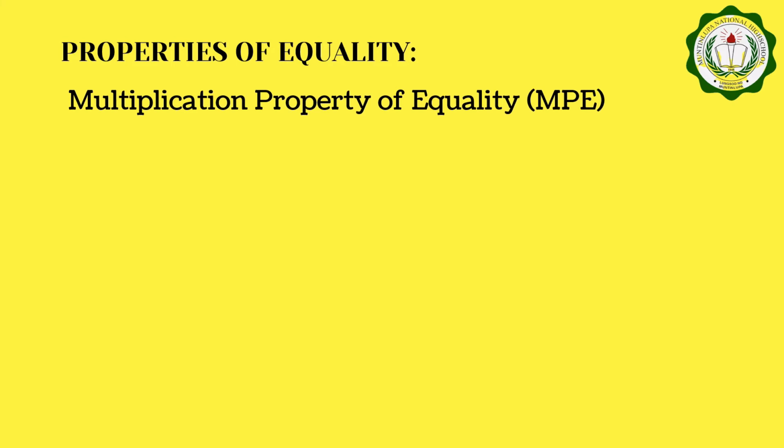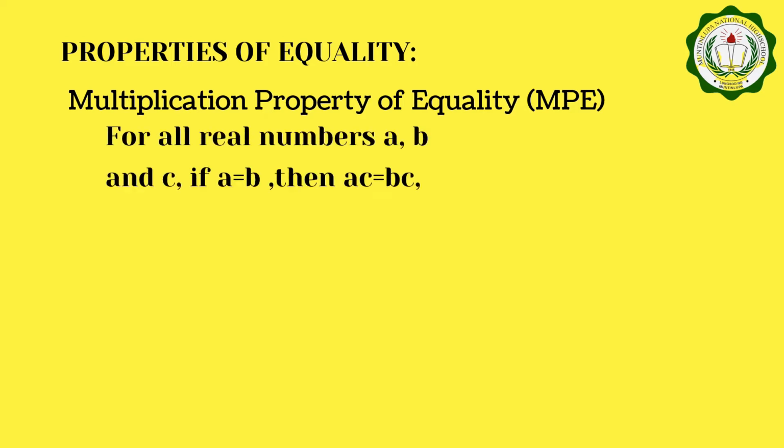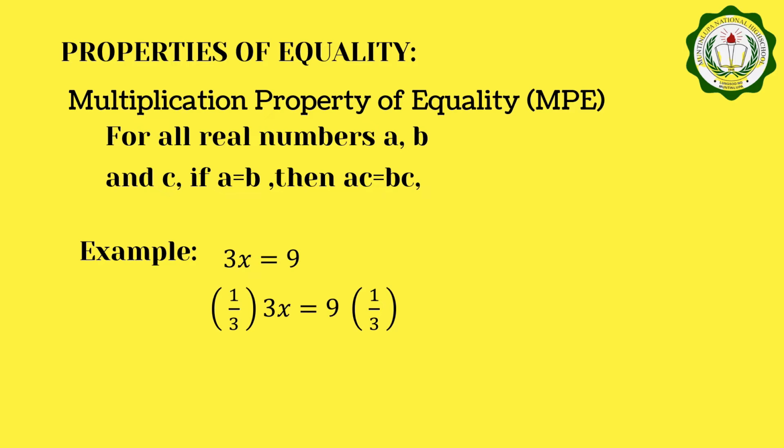Next is the multiplication property of equality, or MPE. The multiplication property of equality states that for all real numbers A, B, and C, if A is equal to B, then AC equals BC. For example, we have 3x equals 9. Multiplying 1/3 to both sides of the equation, then x is equal to 3.